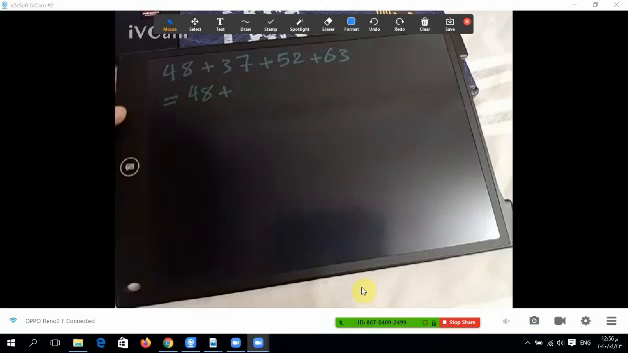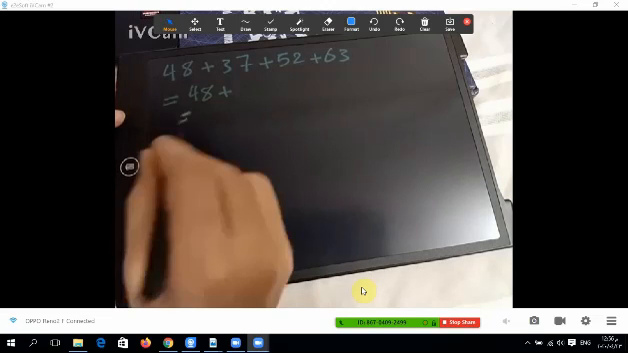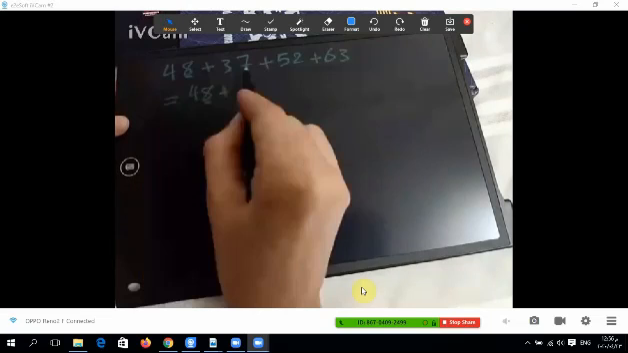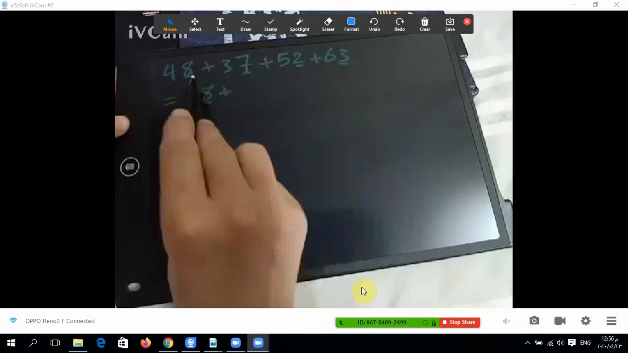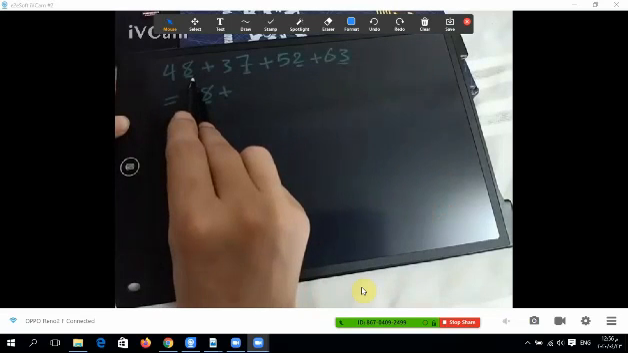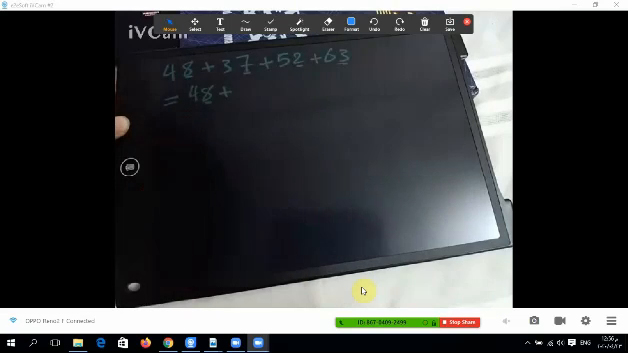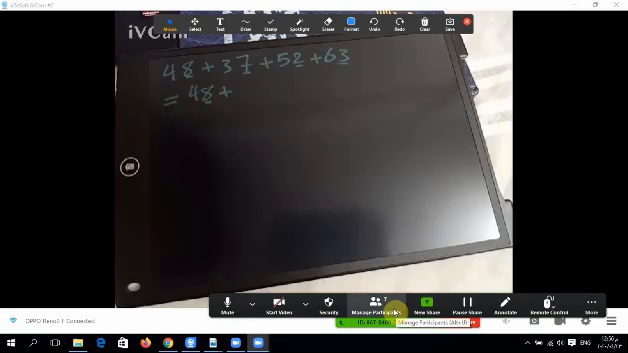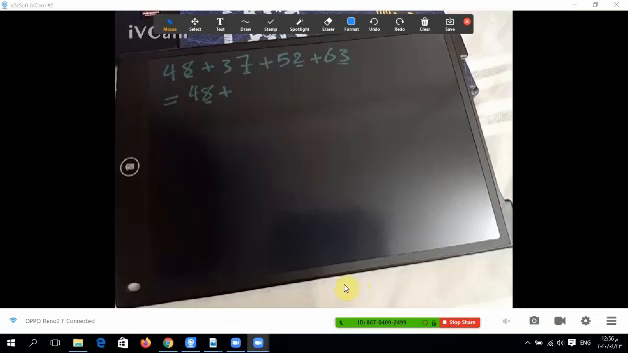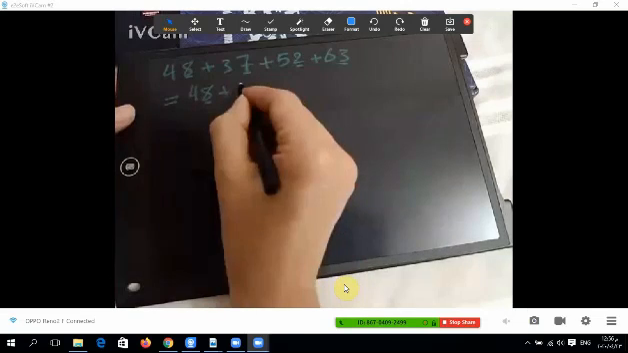In the addition property, we are searching for numbers that will give us 10, or zeros, in the units. So we look at the units of all the numbers we have: 8, 7, 2, and 3. 48 with 37, 8 plus 7, will give you 10? No. So we think about 2. Yes, it's 52, so we will take 52 together.